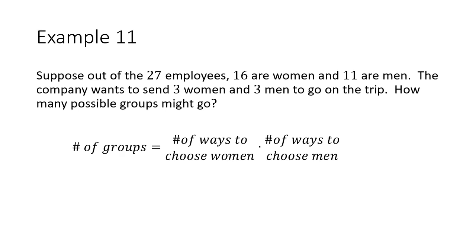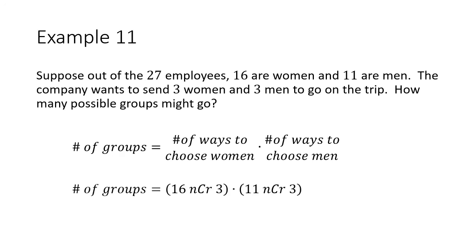Now, however, what if out of those 27 employees that applied to go, 16 were women and 11 were men, and the company wants to send 3 women and 3 men, so an equal number of men and women on the trip? How many possible groups might they come up with now? Well, now because we've separated it, we have to figure out how many ways there are to choose the women, how many ways there are to choose the men, and we're going to multiply those 2 events together.